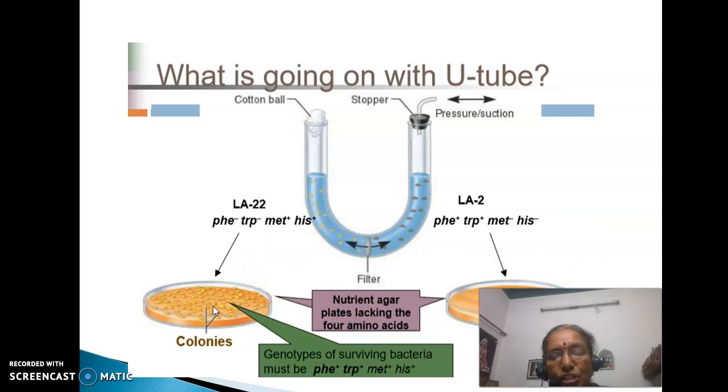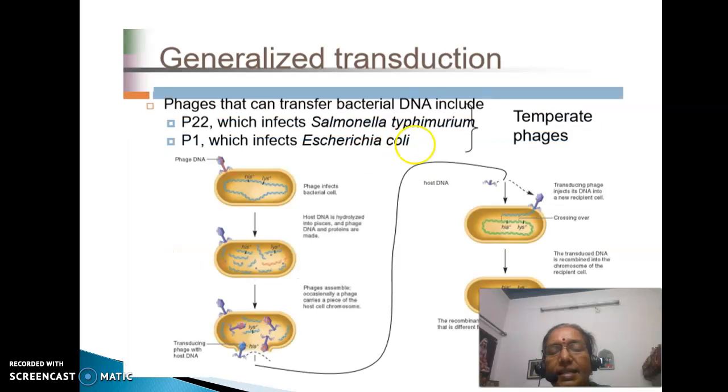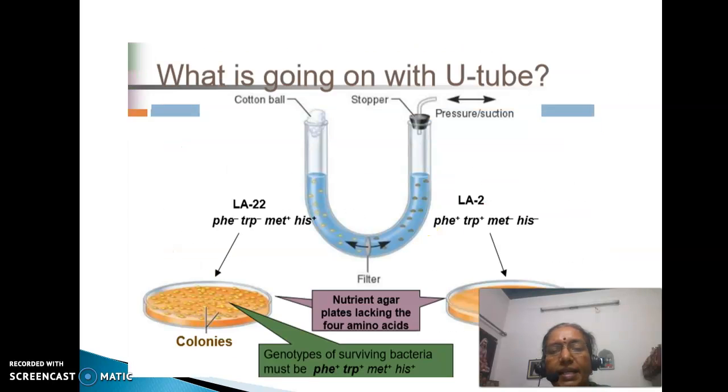So how is that recombination happening? We'll be wondering. What is happening here is that the LA2 strain is a prophage. What do I mean by prophage? I have just explained: a prophage is a bacterial cell which has viral DNA in it. So if the LA2 strain is a prophage, when it is converted into the lytic mode, some of the viral particles will be carrying the bacterial genes, that is the phenylalanine and tryptophan characters, along with them, and they will inject them into the LA22 strain.